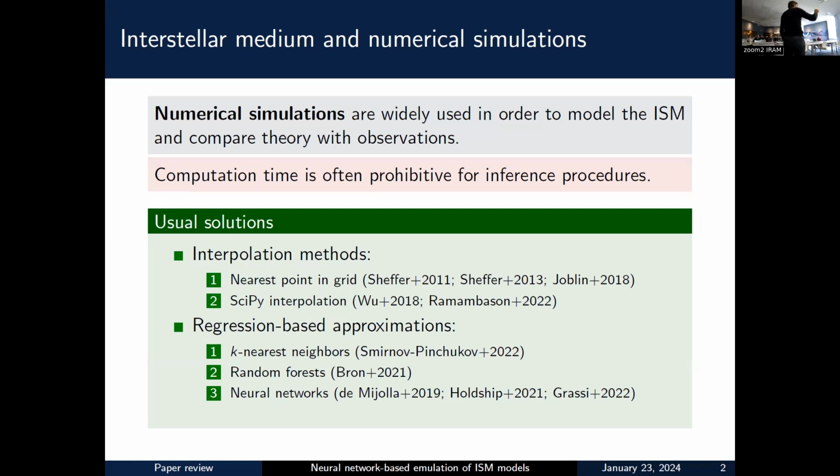The second possibility is to use a regression-based approximation. So for instance, using machine learning, for instance k-nearest neighbors, random forests, or neural networks. But in the literature, when we see this kind of solution, it is for models that are less complex, which means that they are faster and you are able to have more data in your grid at the beginning. And so it is easier to have an emulation of the model.